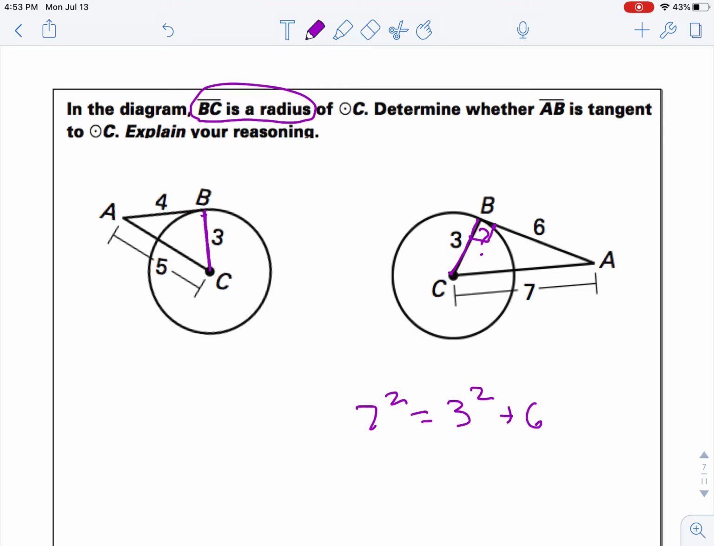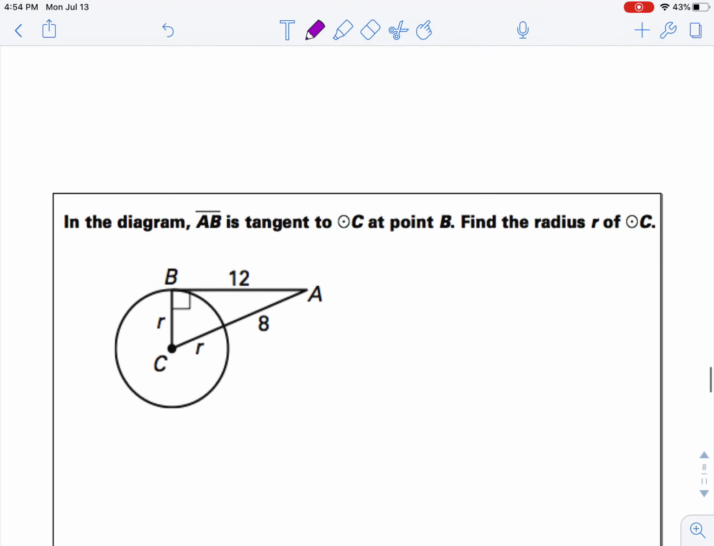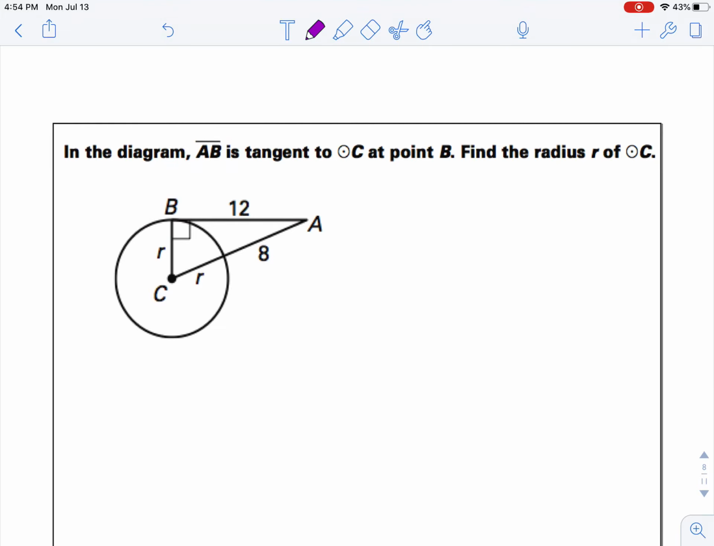Well, how do we find out? We use the Pythagorean theorem to see if 7 squared is equal to 3 squared plus 6 squared. This is 49 and this is 45, and that is not equal, so that is not a tangent because it's not a right angle. Okay, so you can do that first one, and then you can check the notes to see if you think that one, AB, is a tangent to the circle.